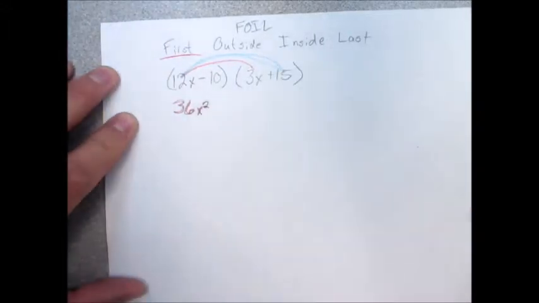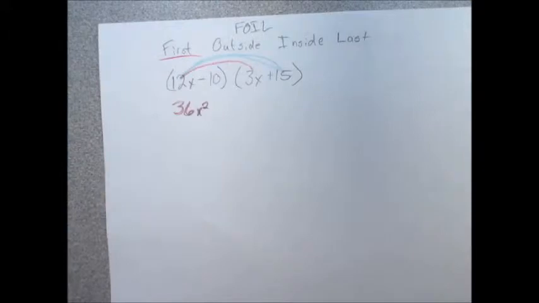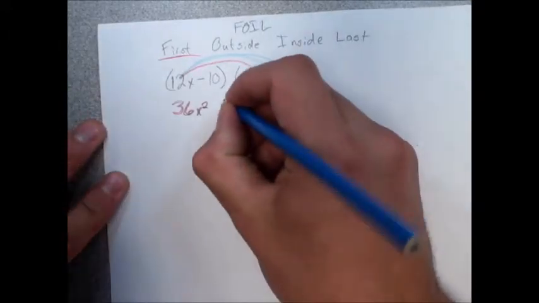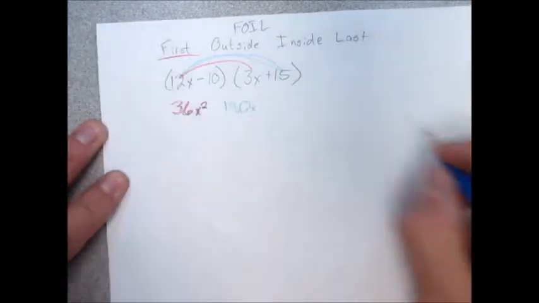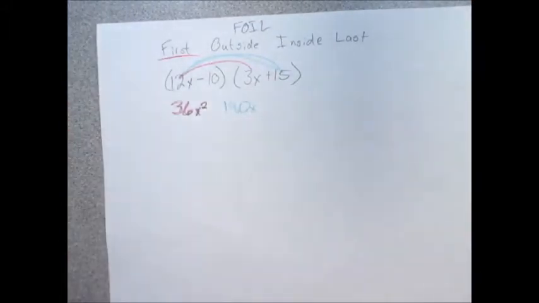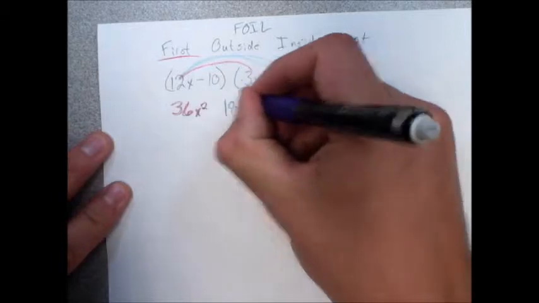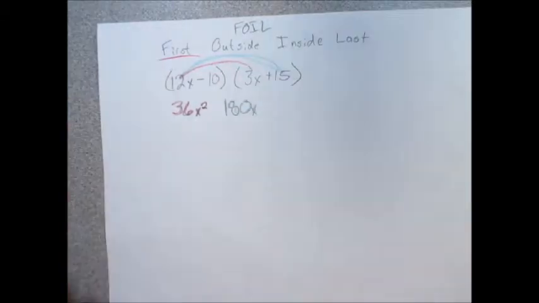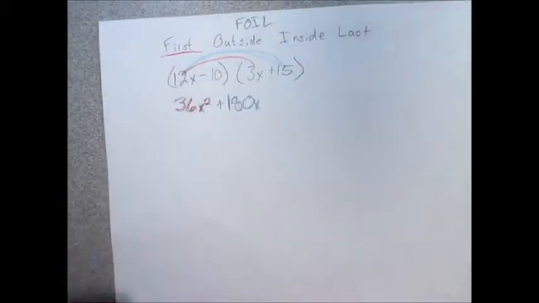I'm going to do that one in blue. 12x times 15 is just 12 times 15. Somebody give me that number real quick. 180x. Okay, that's 12 times 3. So that didn't show up as good as I wanted it to, but since that's positive, I'm going to leave that as a positive. The next one is the inside.